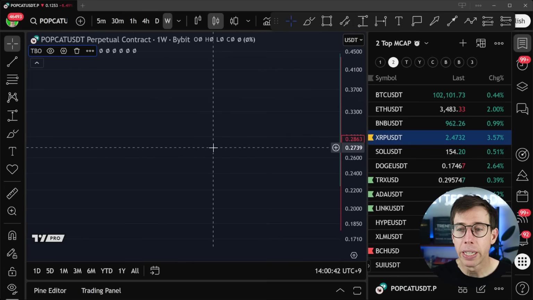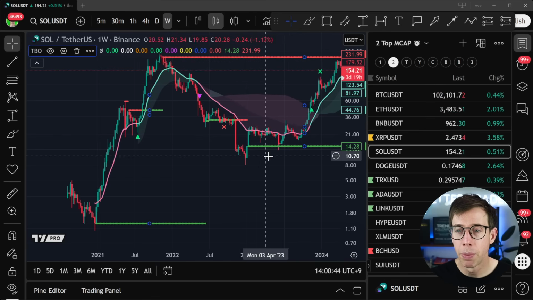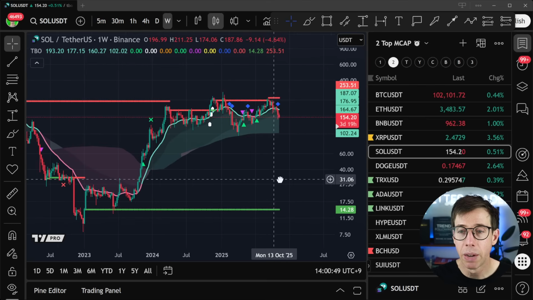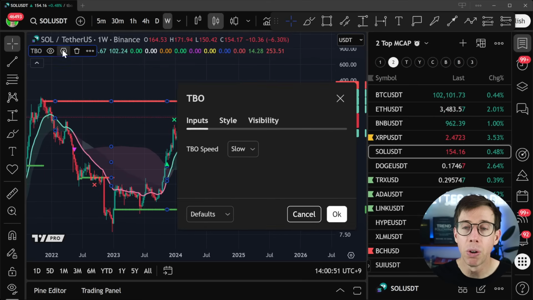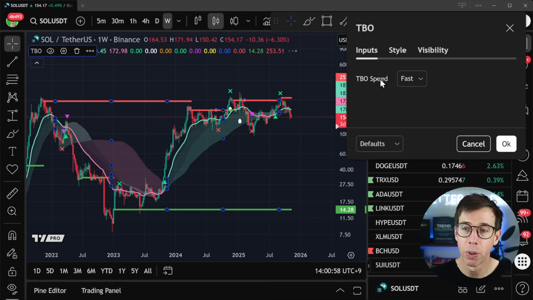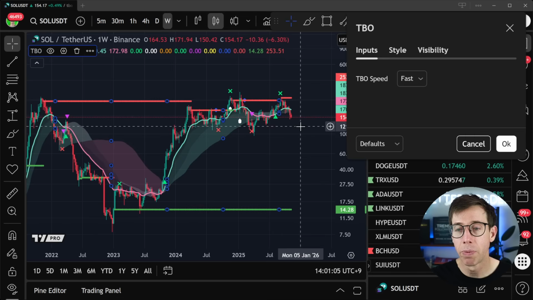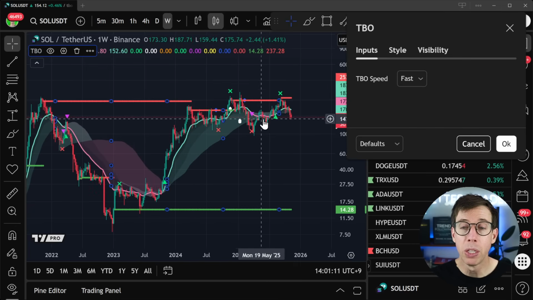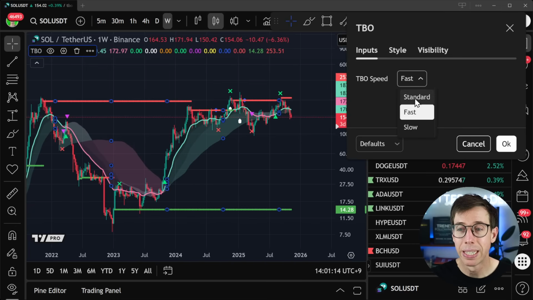If we're on the weekly time frame for Solana, and we really want to use the TBO on the weekly time frame for Solana, but we want to be notified sooner about possible trend changes that are happening, well, we want to use the fast TBO speed setting, because this essentially is dividing our time frame into a faster time frame. So you could think of TBO speed fast on the weekly like basically looking at what the TBO looks like on the daily time frame with the standard setting.